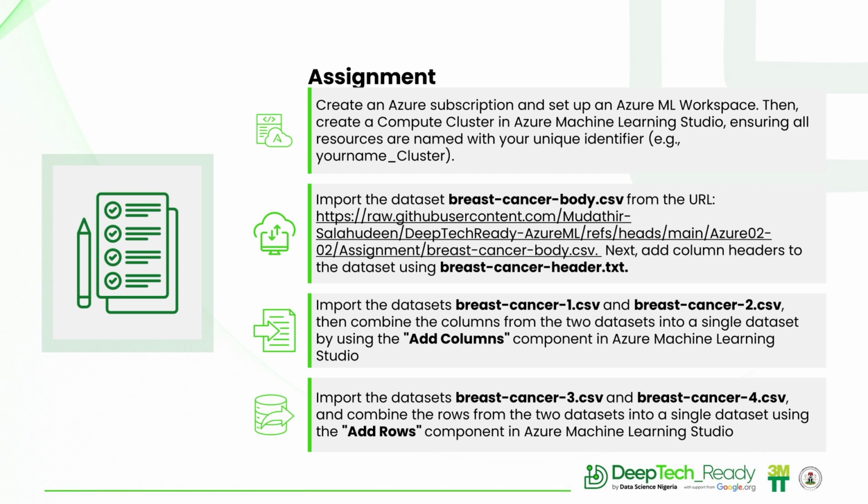Next, add column headers to the dataset using the breast cancer header text file. 3. Import the datasets breast cancer 1 and breast cancer 2. Then combine the columns from the two datasets into a single dataset by using the add columns component.